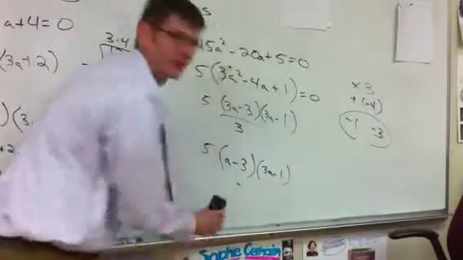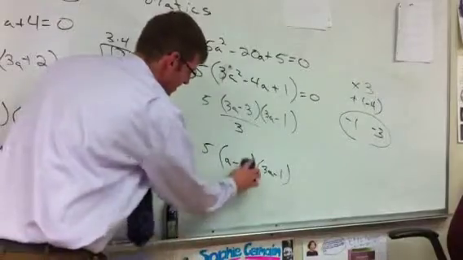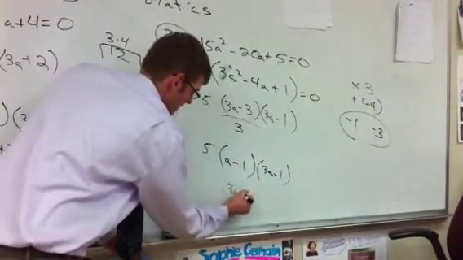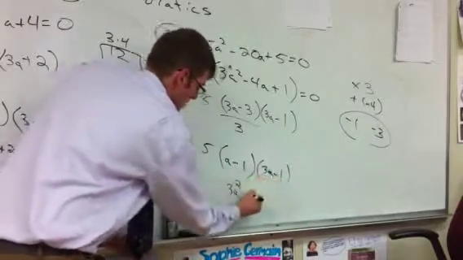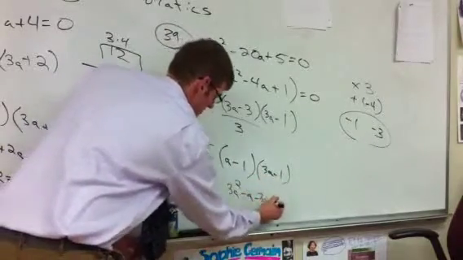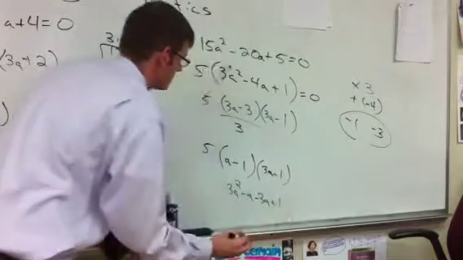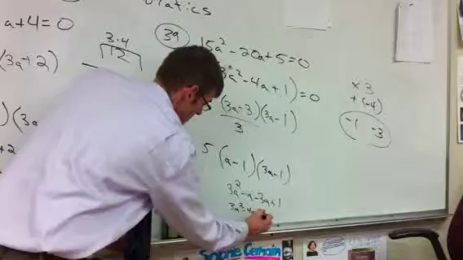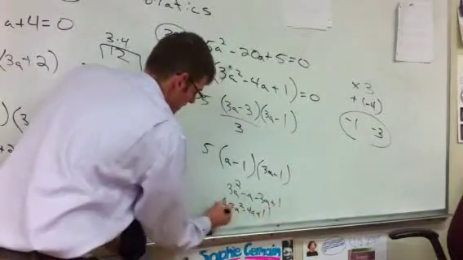Okay. That's why we show our work. So then this is a minus 1. So now let's check it out. 3a squared minus a minus 3a plus 1. Yeah, there we go. 3a squared minus 4a plus 1. And then there's going to be a 5 all out there.